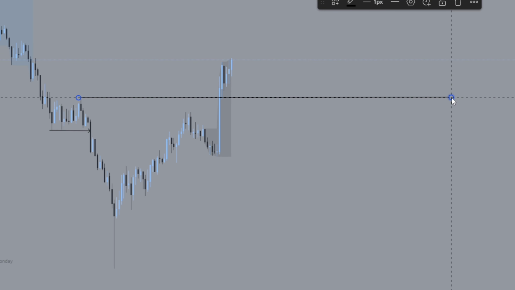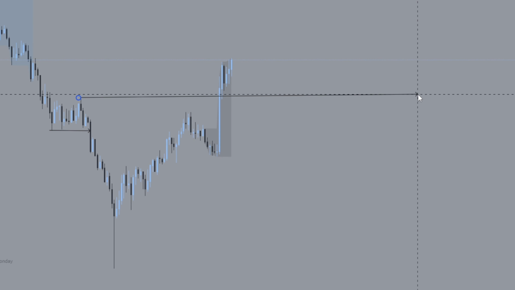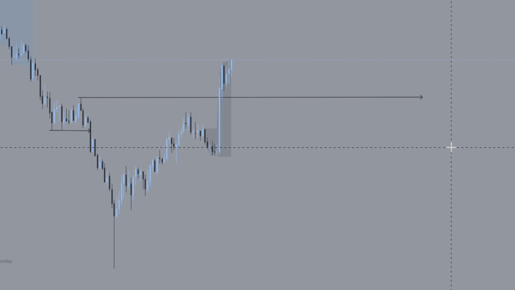It broke structure to the downside. It actually had a lot of volume going to the downside. Look at that wick. And now it's breaking structure to the upside. Beautiful. What is our next step here? We hop into our entry time frame.